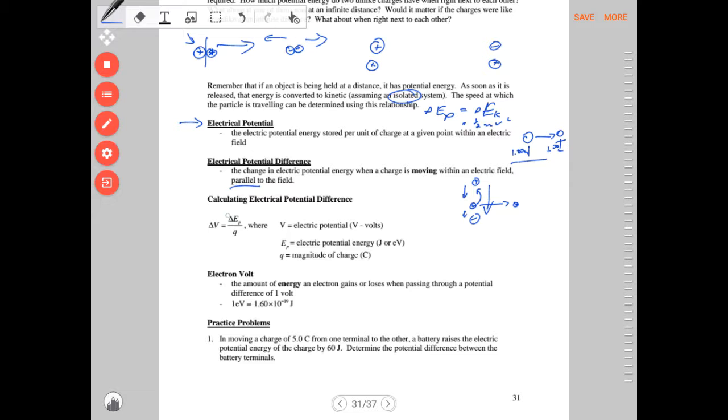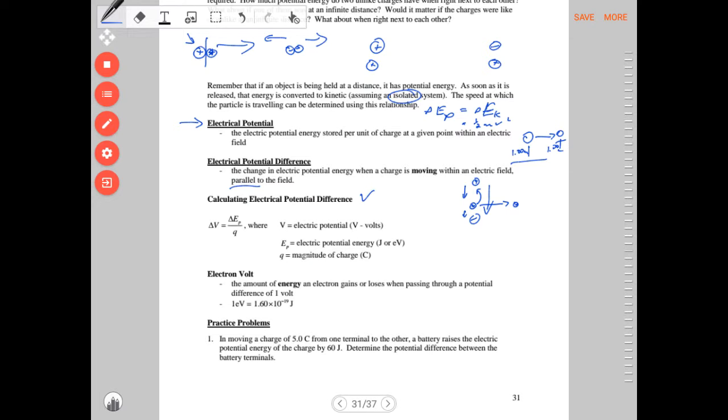All right, so let's talk about calculating the electric potential difference. Remember, electric potential difference is the change in potential energy per charge, so this is voltage. Delta V is equal to delta EP, the change in potential energy, over Q. V is the electric potential, measured in volts. You've heard of a 9-volt battery, or a 12-volt battery in your car. That's the voltage, the electric potential between the two electrodes.